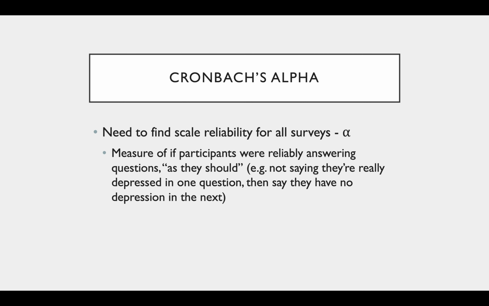What scale reliability does is it tests to make sure that participants are answering in some kind of consistent way. So, for example, they're not just putting sevens all the way down if there's reverse scoring. They're not saying they're depressed in one question and then saying that they're really happy in the next. Things like that. It's basically a way to make sure that participants are responding in a way that they are expected to with your measure.